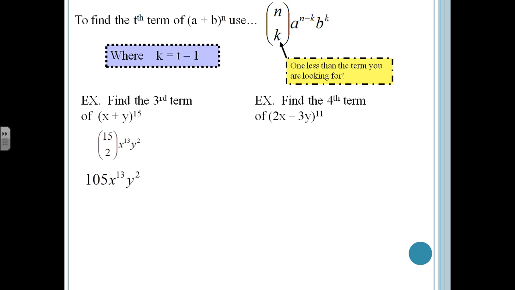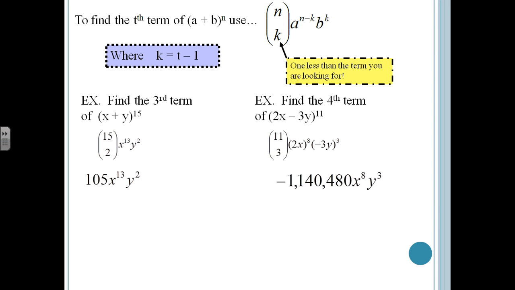Okay, let's try another one, a little bit more difficult. Find the fourth term of (2x − 3y) raised to the 11th power. So we know that n is 11. Since we're looking for the fourth term, k is going to be 3, one less than it. Okay, so we have 11 choose 3, and then we have the whole quantity of 2x raised to the 8th power, 11 minus 3, and then we have negative 3y raised to the 3rd power. And now don't forget that we do have to take 2 and raise it to the 8th, and take negative 3 and raise it to the 3rd, as well as taking 11 choose 3 in order to get our final answer.